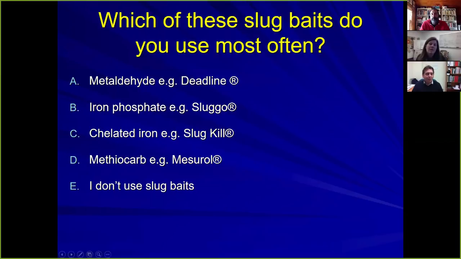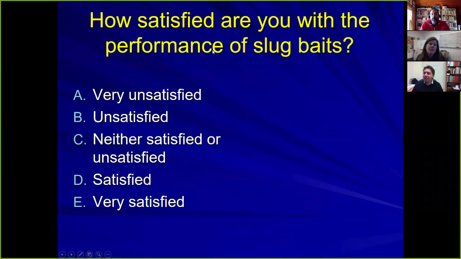Okay, next question. How satisfied are you with the performance of slug baits? So if you're very unsatisfied, for example, if they rarely work in your opinion, you would go with the first option. Unsatisfied would be B. If you're more neutral, you could select C. And if you're satisfied with their performance, you would go with the fourth option. And then if you're very satisfied, if they work more or less all of the time, you could go with the fifth option. Okay, well, just another 5 seconds.